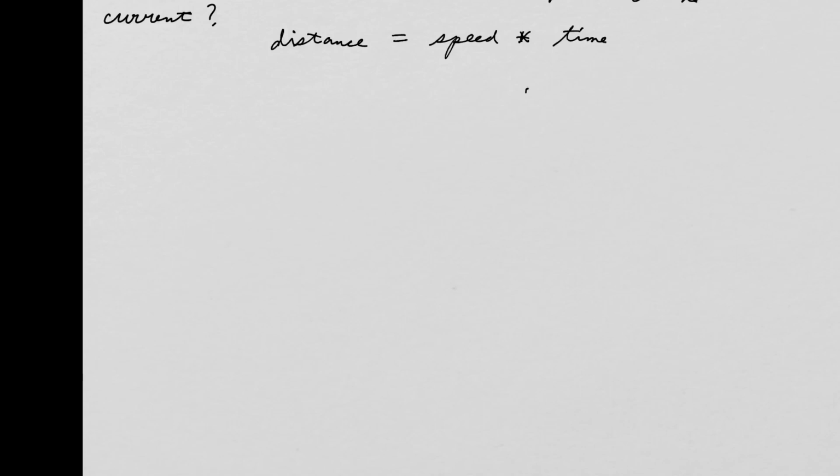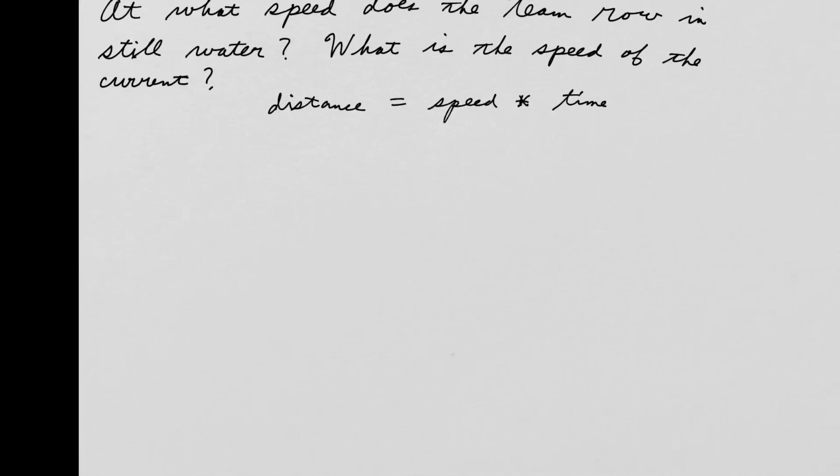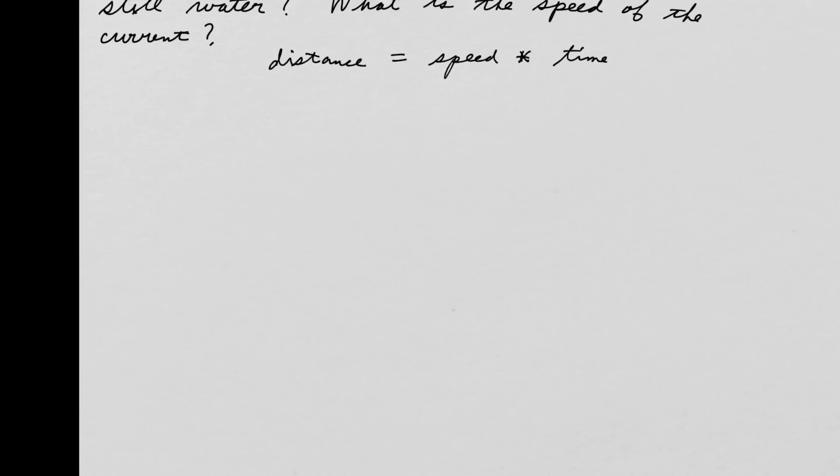Okay, now remember, what are we looking for here? We're looking for the speed of the team and how fast they row in still water, so the speed of the boat in still water, and then the speed of the current. Okay, so give those names. Again, you could use X and Y, but let's say S is the speed of the boat in still water. And then maybe C is the speed of the current.